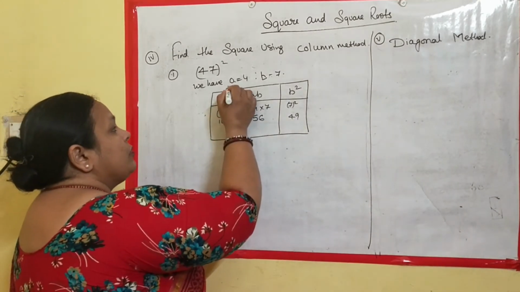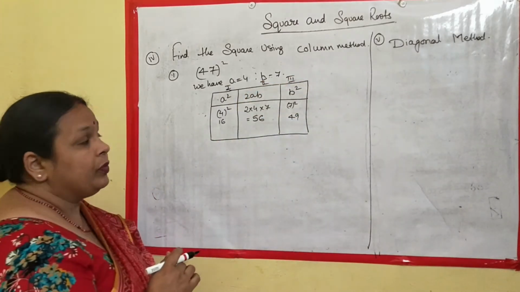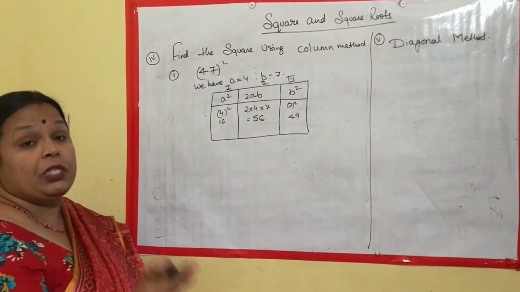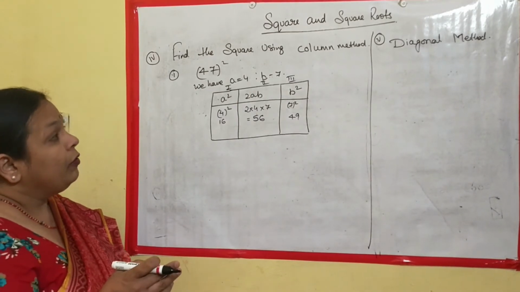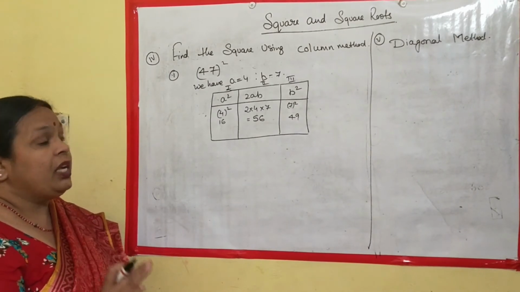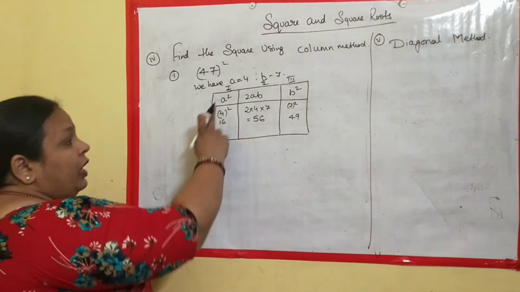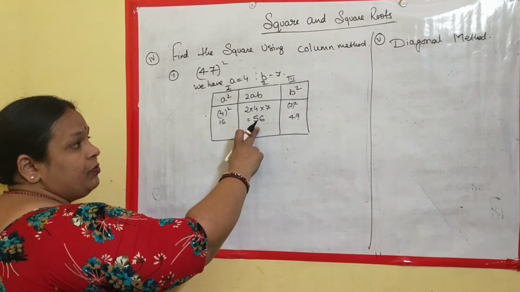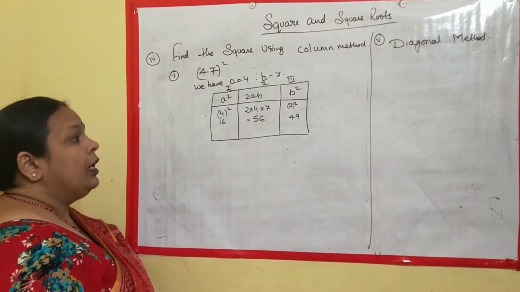We have made 3 columns. First column, second column and our third column. We have taken 47 number. We are not expressing it as 50 minus 3 or 40 plus 7. We are using the column method where we need to make 3 columns, a square, 2ab and b square. Clear? A square value, 4 square, is 16, 2ab is 2 into 4 into 7, is 56, and b square is 7 square, that is 49.